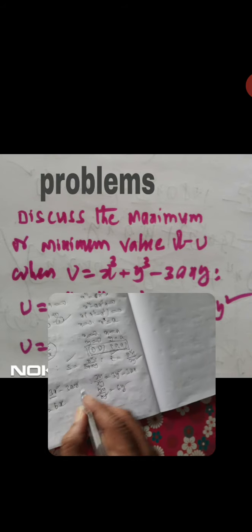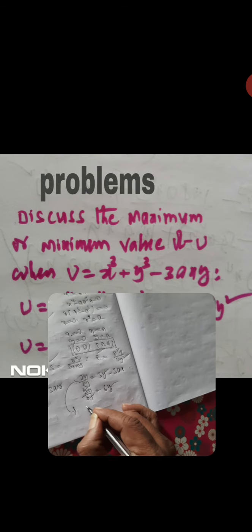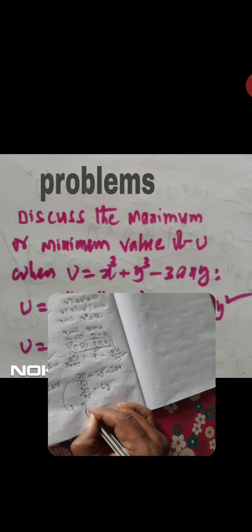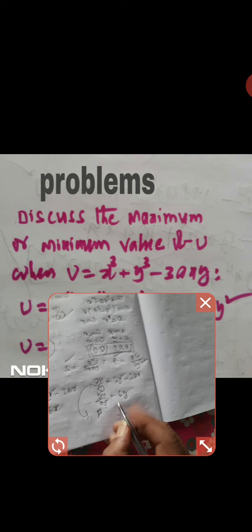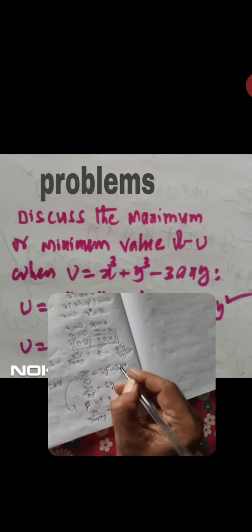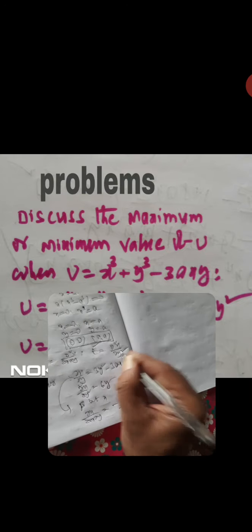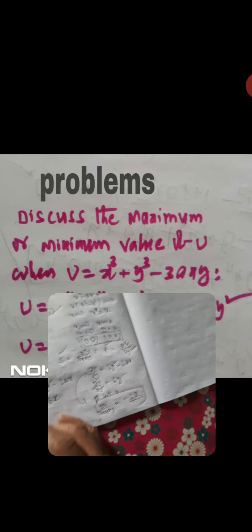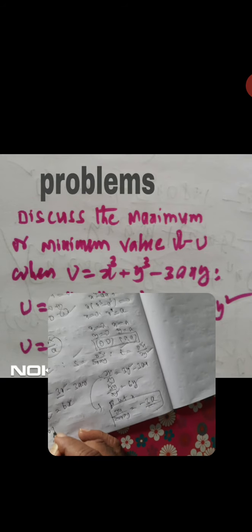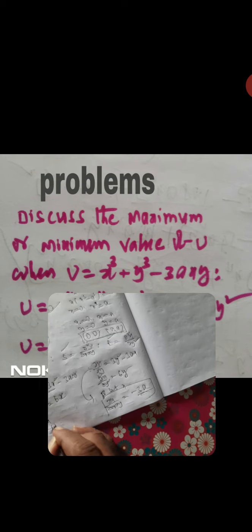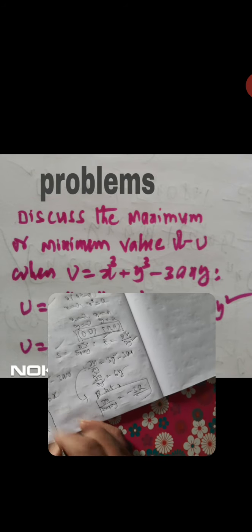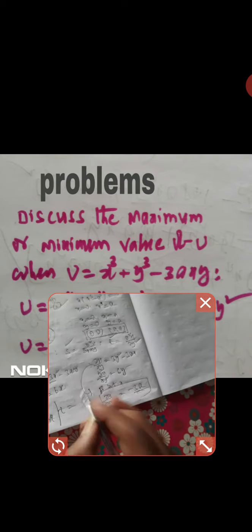Again, this is partial derivative with respect to x. Dou square u by dou x dou y: the y term is 0, so the answer is minus 3a, since the x derivative is 1. So R is equal to 6x, S is equal to minus 3a, and T is equal to 6y.